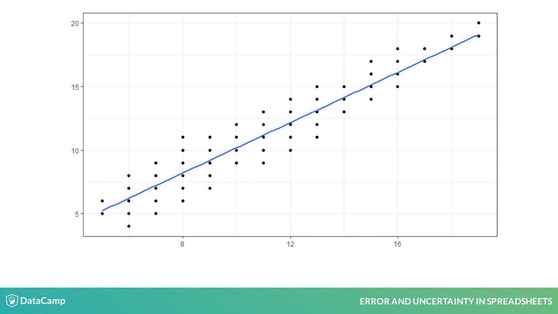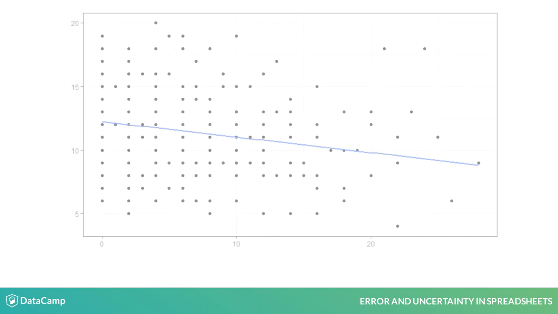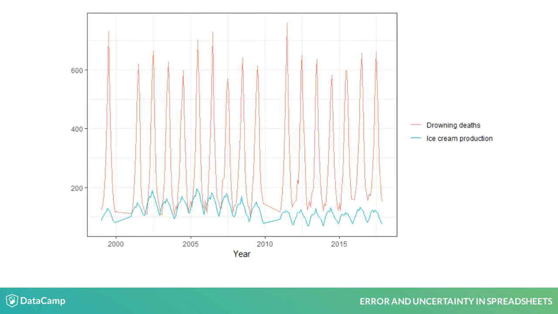Here, there is a positive relationship in the data. As the x values increase, so too do the y values. Now examine these data. The downward sloping trend line suggests that as one variable increases, the other decreases. What about when the data exhibit no pattern? Here, the flat trend line indicates that there is no relationship between the x and y values. Correlation is a powerful tool for understanding relationships between values.